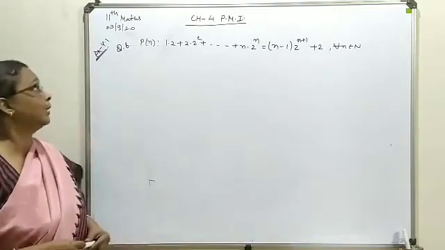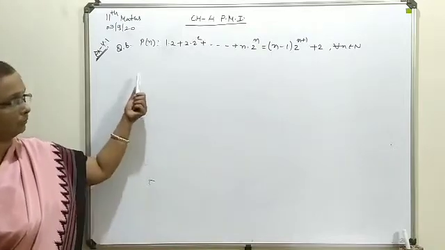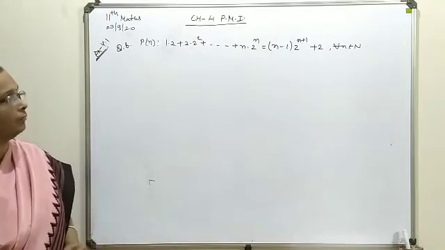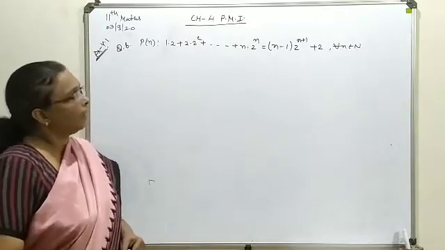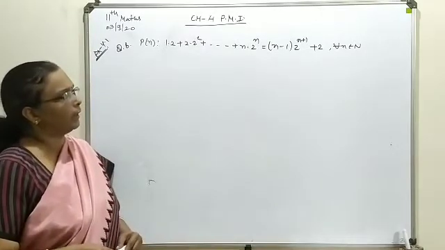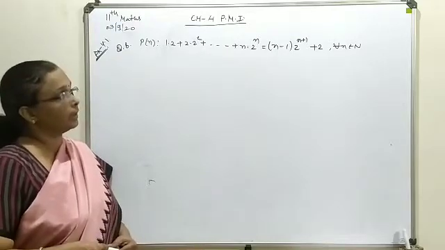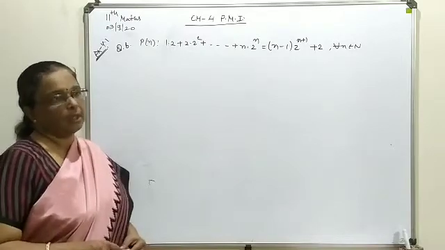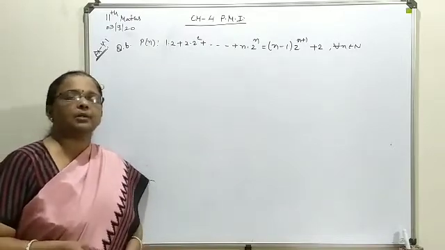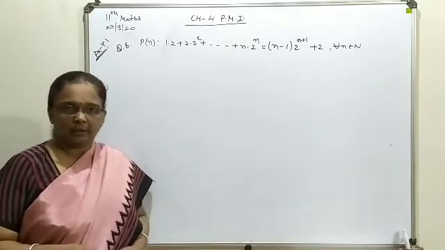So today I am going to start with question number 8, in which the statement is 1 into 2 plus 2 into 2 square, up to the nth term n into 2 power n, and the sum of the whole statement is (n minus 1) into 2 power (n plus 1) plus 2. So obviously we will work out for k plus 1 and then conclude for n.